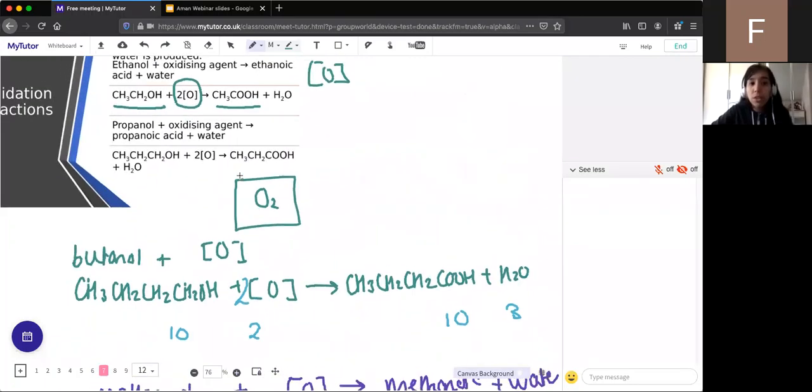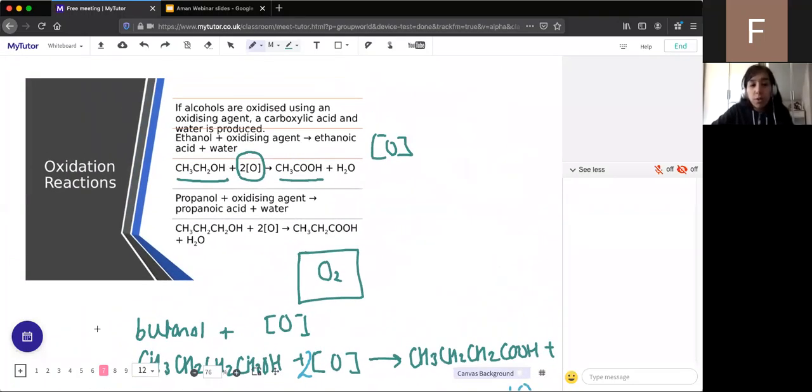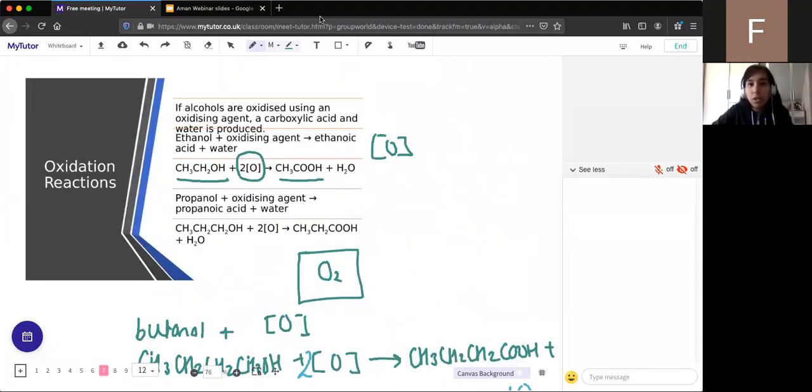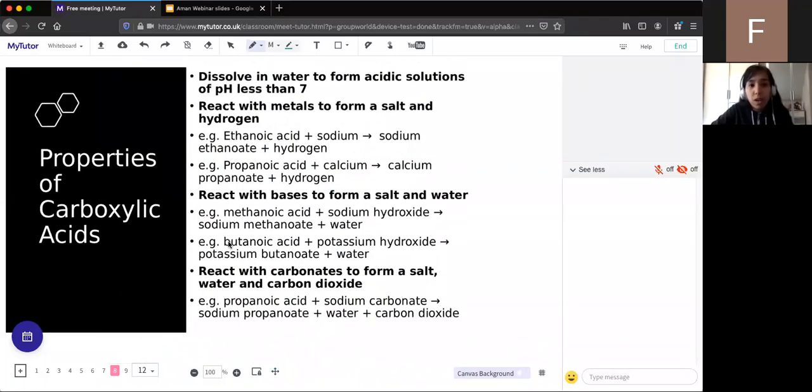Okay, any questions on oxidation reactions? So far we've looked at the reactions with sodium and oxidation. Any questions on that at all? Okay, great. So the final thing I want to look at today is carboxylic acids. Someone's asking, have you done balancing equations in depth in past webinars? Yep, about 2 weeks ago when we started quantitative chemistry, I did a session where I spent about 20-25 minutes on balancing equations. So if you go back to there, you can see it. Otherwise, this week we've been balancing equations all week, so you can have a look there as well.